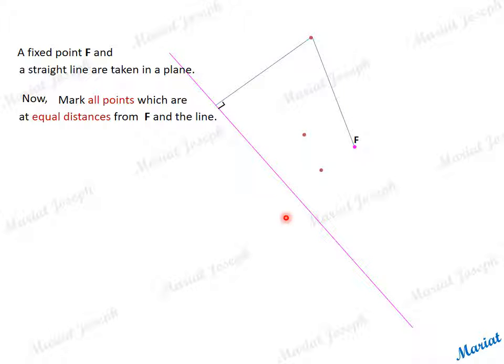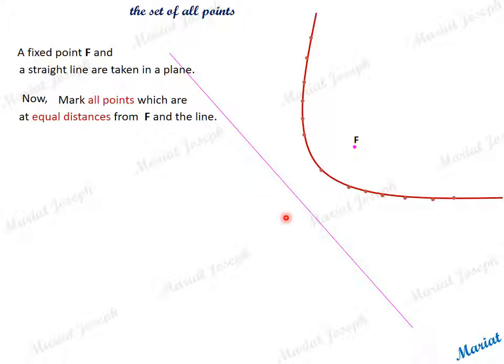This point is at equal distance from F and from the line. Distance to the line means automatically it is perpendicular distance to the line. Here, many more points are at equal distances from F and from the line. Mark all those points. By the time we mark all those points, we trace a shape. All these points fall on this particular shape.